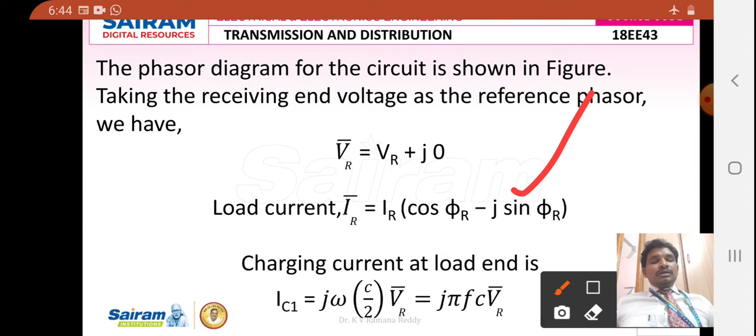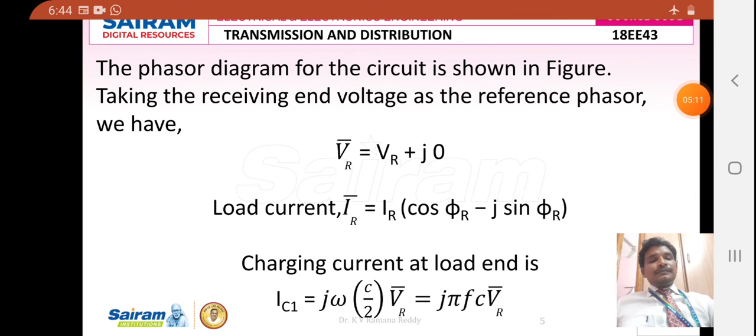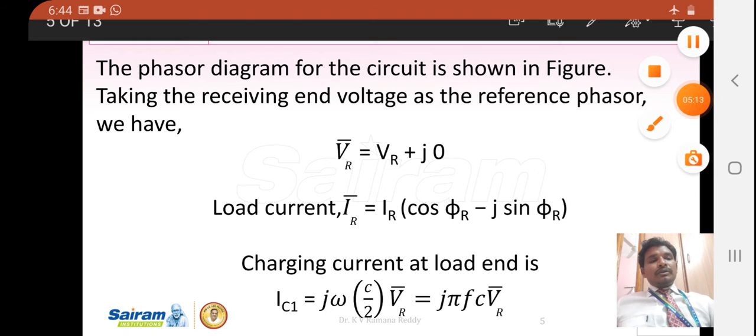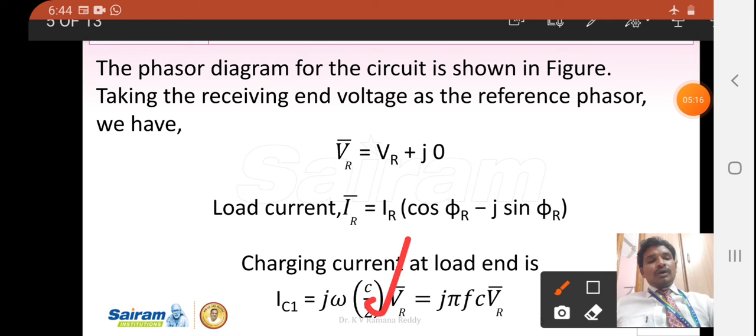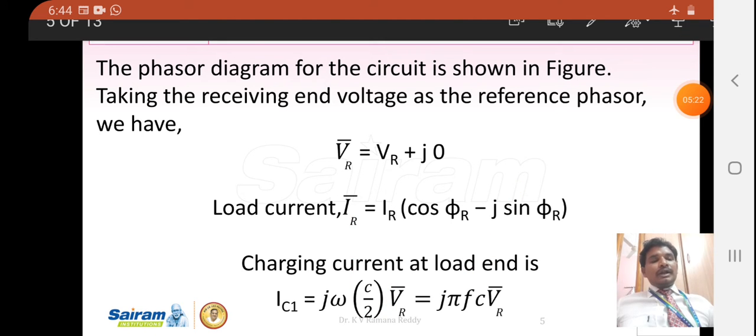Therefore, IC1 is equal to VR bar divided by XC. XC is nothing but 1 by j omega C, which means here we can write j omega of half of the capacitance value, that is C by 2, of VR bar. Omega again here we can write as 2 pi f. So if I write omega as 2 pi f, here 2 and 2 get cancelled, and the remaining is j pi fC into VR bar. So j pi fC VR bar we can write as j VR bar into Y also, since we have taken only the susceptance value into account.